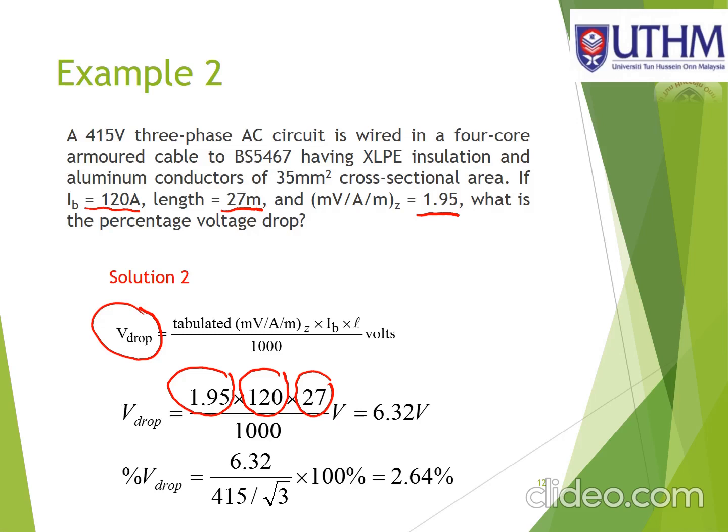So we have to find what is the percentage of voltage drop. Percentage of voltage drop is equal to V drop divided by voltage in single phase. So we get a value of 2.64%.